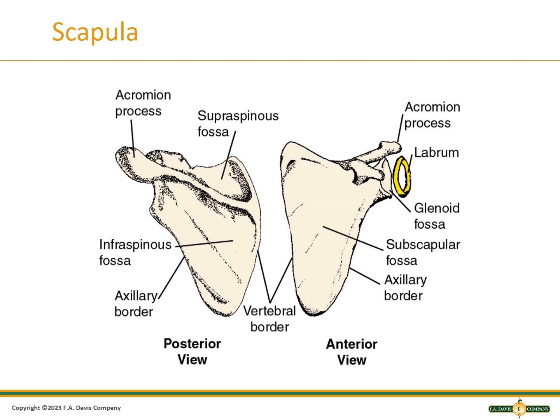Remember that our axillary border is the border closest to our axilla, so that's going to be the lateral border. And our vertebral border is the border closest to our vertebra, so that's going to be our medial border of the scapula. On the anterior aspect, we have our subscapular fossa, and this is where subscapularis comes from. And then we can still see our acromion process, we see our coracoid process on the anterior aspect, and then the labrum that surrounds the glenoid fossa.